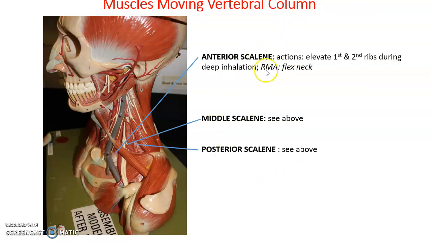And they have a reverse muscle action. So these three muscles could contract. When they contract, they can help to flex the neck, help to basically allow you to look down. So they could work with the sternocleidomastoid muscles on that.